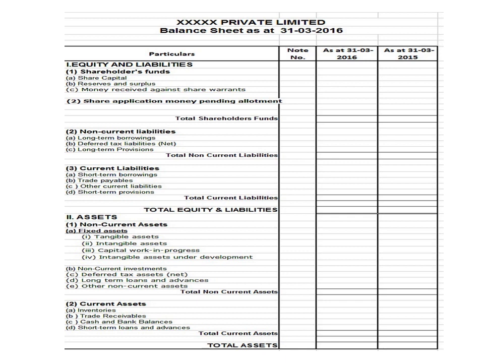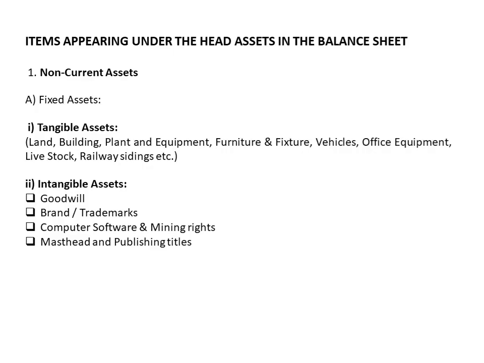So under non-current assets, as you can see, there are five items. And these five items are fixed assets, non-current investments, deferred tax assets, long-term loans and advances, and other non-current assets. Under current assets, we have inventories, trade receivables, cash and bank balance, and short-term loans and advances.